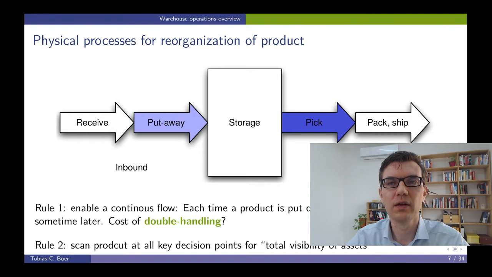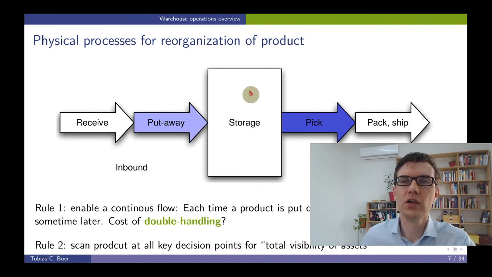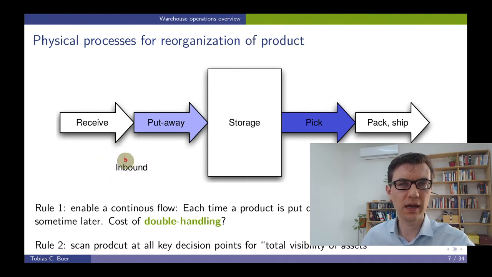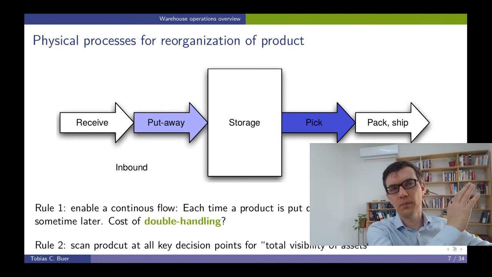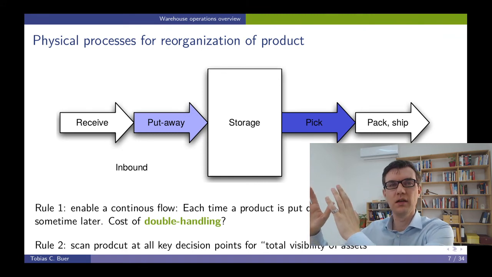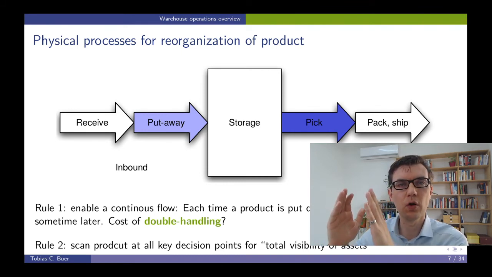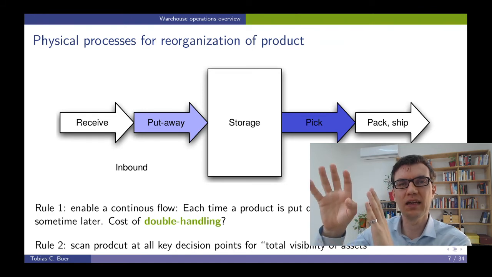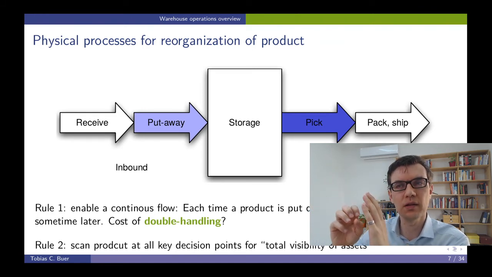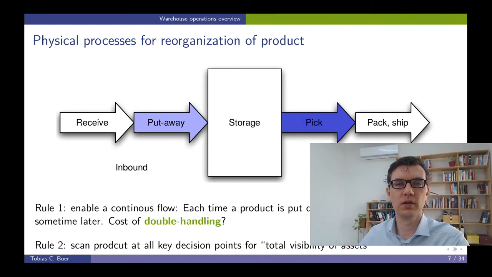So what are the main processes? In the middle of this picture, you see the storage of the product. The product is stored. On the left side, you see the inbound processes, so all the activities that happen from the arrival of the product at the warehouse until the product is in the storage position. On the right side, you see the outbound processes, all the activities that happen from getting a product out of its storage place until it leaves the warehouse.